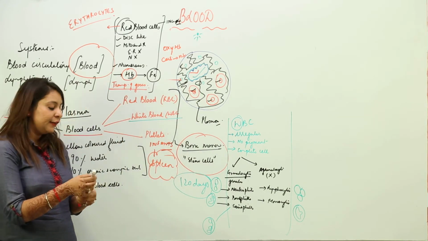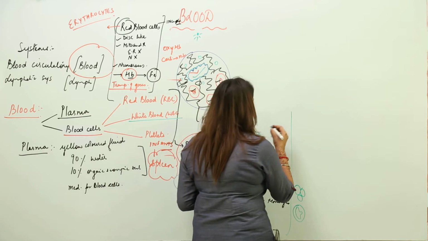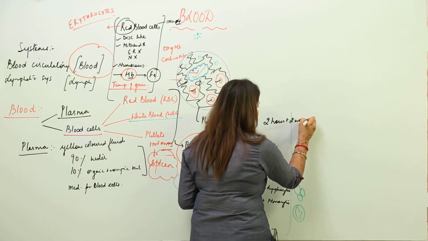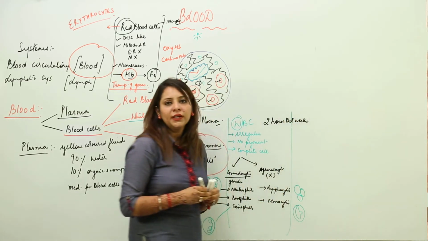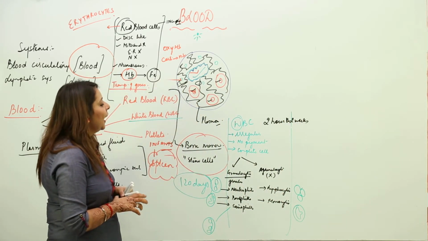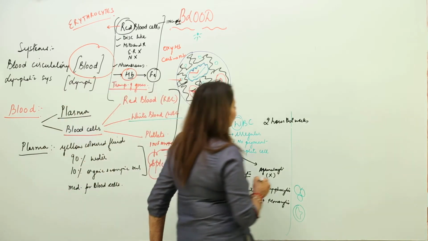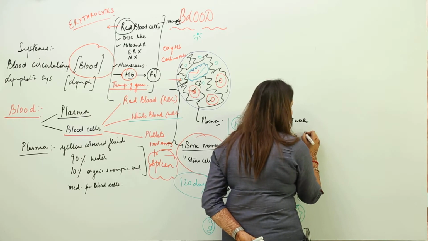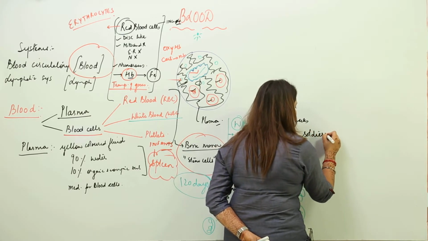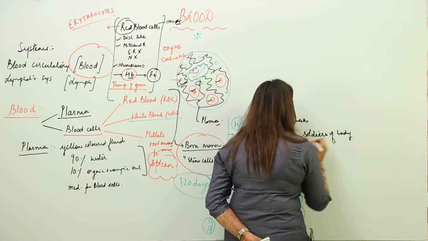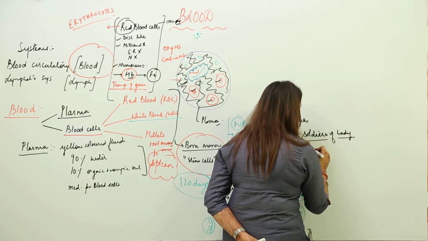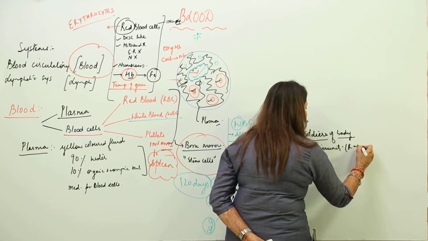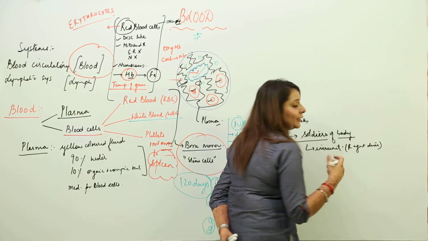So these are the WBC, and if we talk about their lifespan, it actually varies between 2 hours to 2 weeks. They can live for this span of time. The function of WBC is that they protect our body. They are called soldiers of the body because they provide immunity. And what is immunity? It is resistance against disease. That means it protects us from disease.